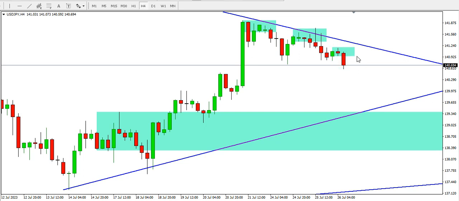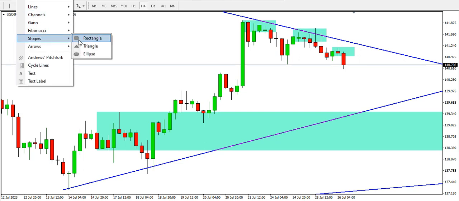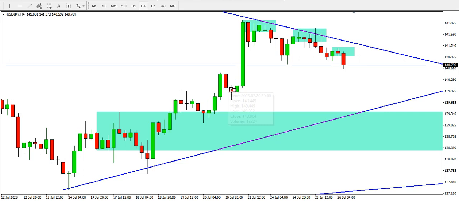Okay, currently this third top has already broken the neckline of the three drive, but we have this other block at this point. This other block might serve as a demand area for price. Price might likely find demand at this level, okay, for price to continue to go up. But for now, price is ranging.